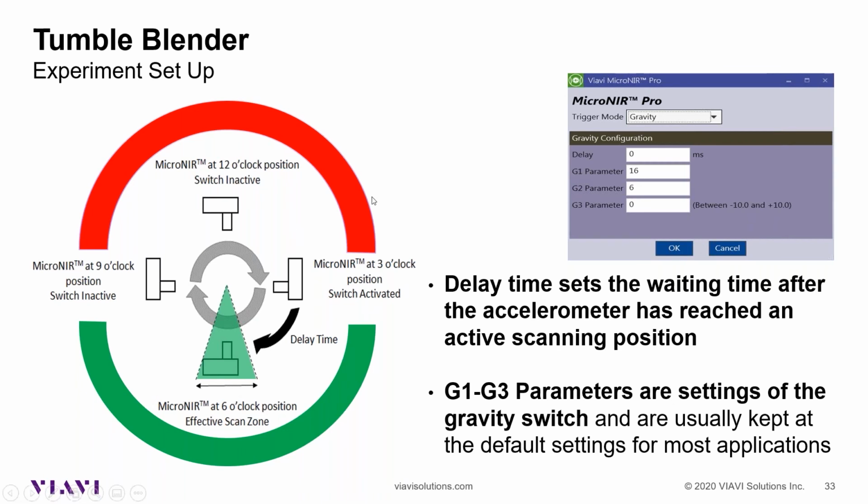One of the advantages of working like this is that we can also play with G1, G2, and G3, that are the gravity parameters, that help us to configure properly the trigger, even if the MicroNIR is not rotating on a plane, but is rotating, let's say, in front of you, or with different angles.